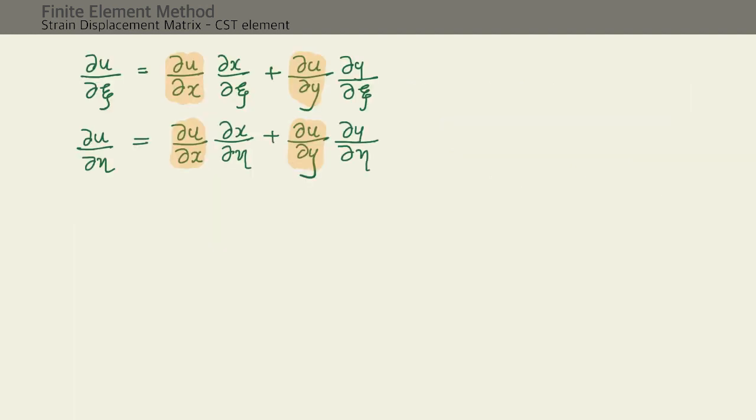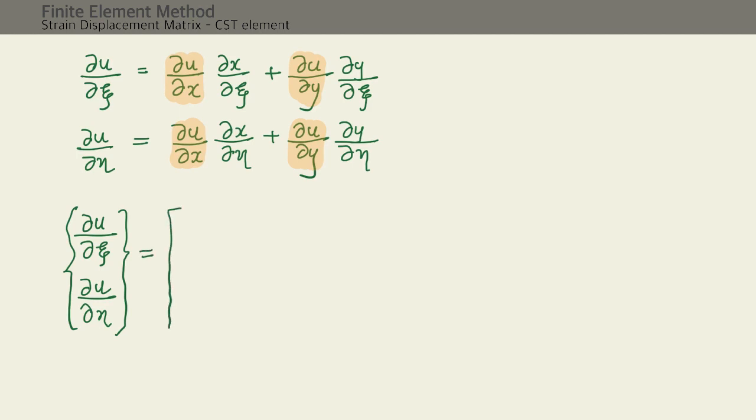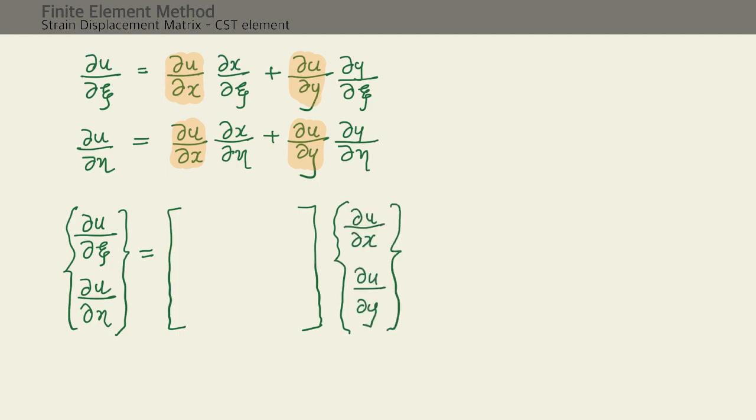Let us write these equations in the matrix form. The left hand side are these two terms. I have written that as a vector. This is equal to some matrix into another vector. I'll write these highlighted terms dou u by dou x and dou u by dou y in this vector. Now we can fill the remaining terms inside this matrix.